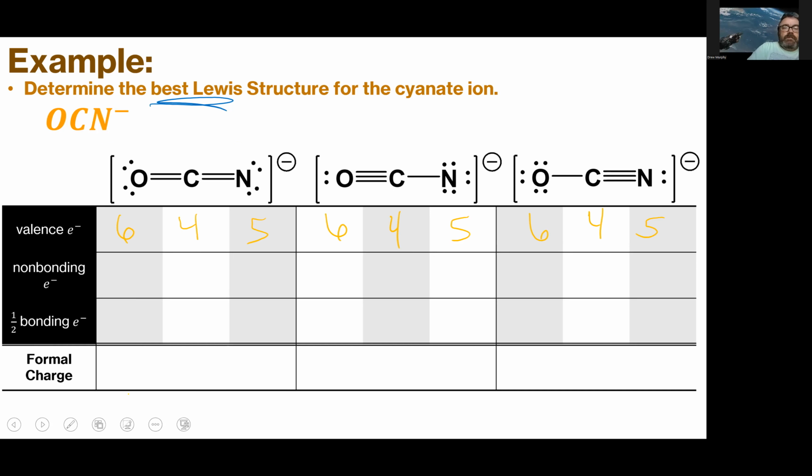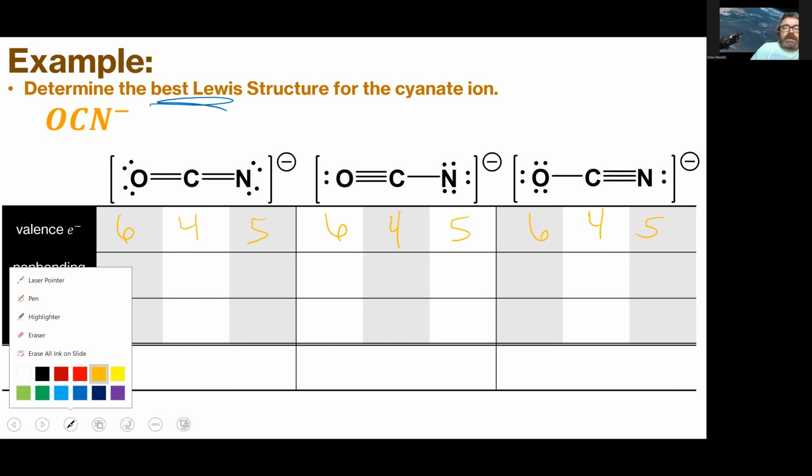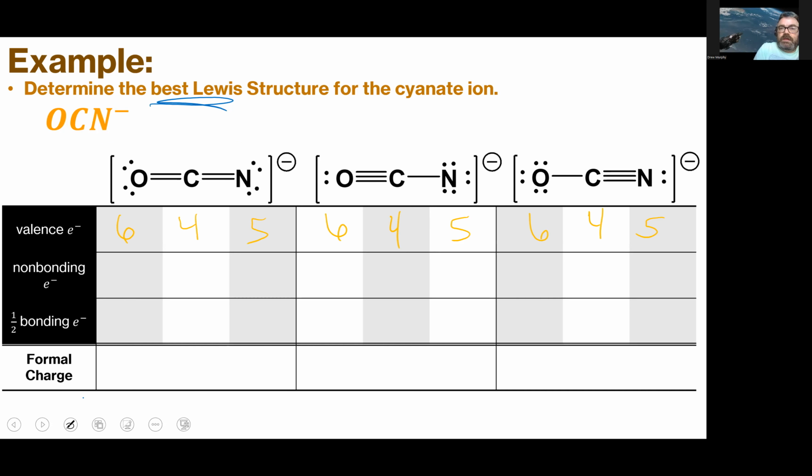When we're counting non-bondings, we are counting the dots. So how many dots are on the O? There's 4. How many are on the carbon? There's none. On this nitrogen, there's 4. On this oxygen, there's only 2. 0 here. This nitrogen has 6. This oxygen has 6. This carbon has none. And this nitrogen has 2.